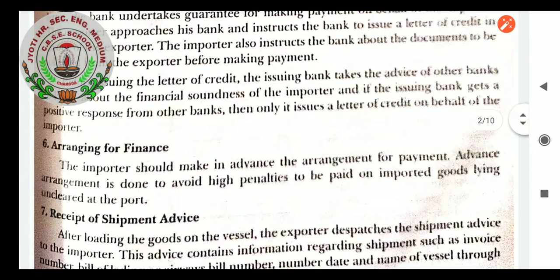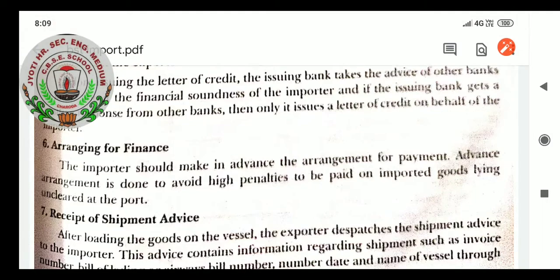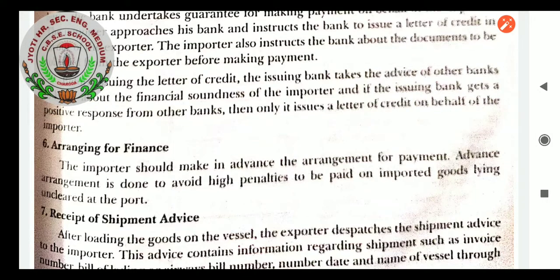Fifth step, arranging for finance. What do you mean by arranging for finance, students? The importer should make in advance the arrangement for payments. Advance arrangement is done to avoid high penalties to be paid on imported goods lying uncleared at the port. So this is the arranging for finance, students.